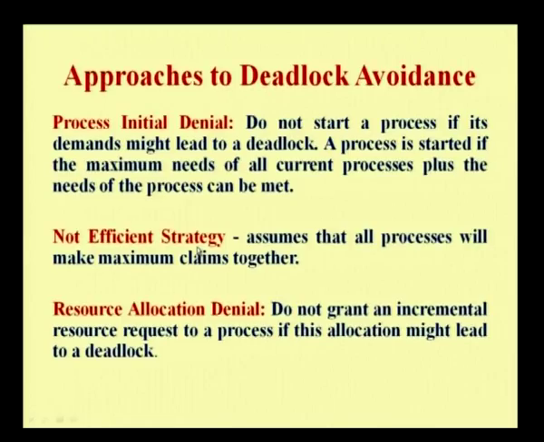So, we need to accommodate even. Again, as a second point, this states that the not efficient strategy assumes that all processes will make maximum claims together, as all the employees will be demanding or urging the government to give them 25%, wherein the government has given only 8%.